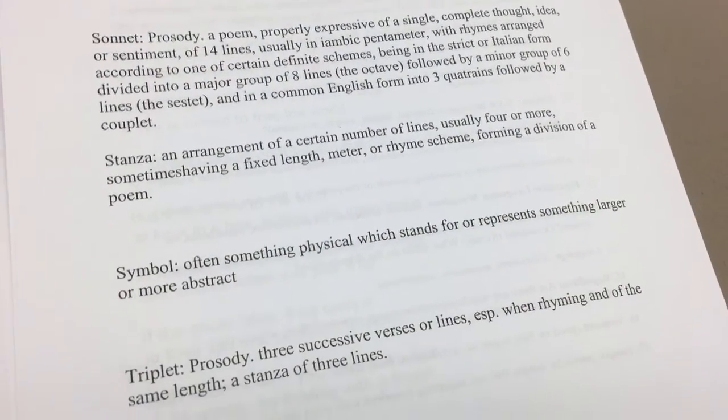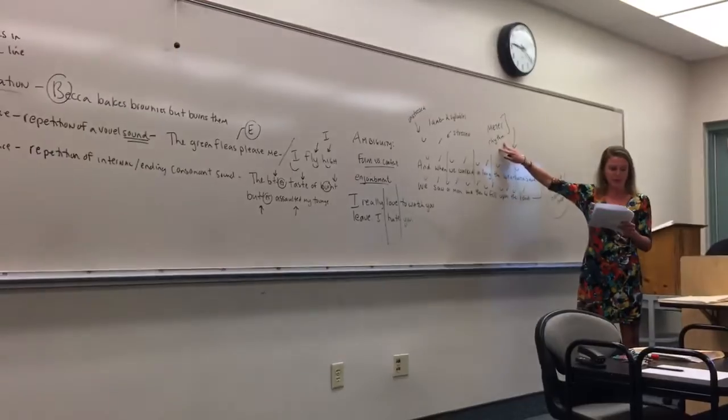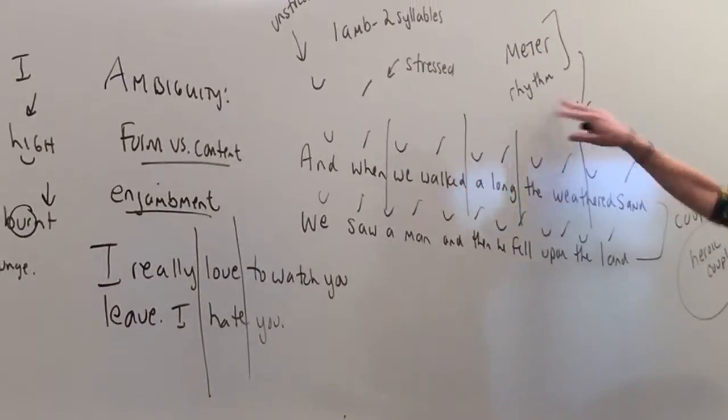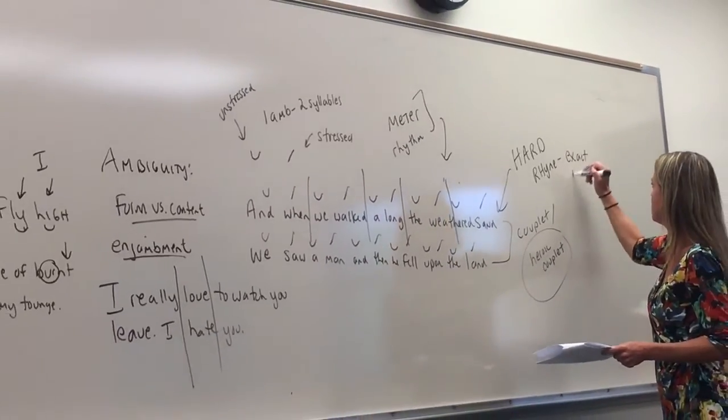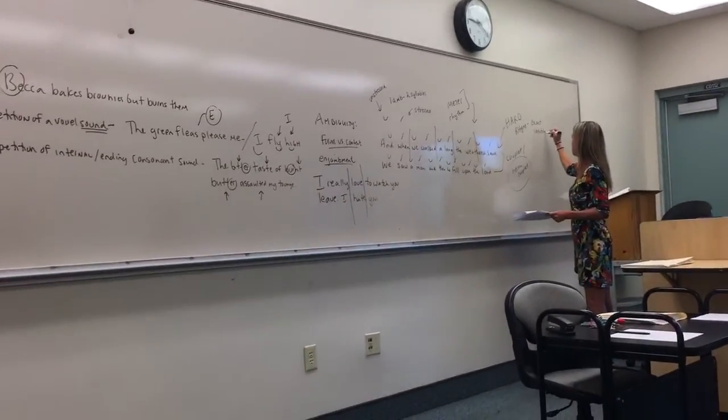A rhythm is interchangeable with meter. That's where we go through and we identify the linguistic sound pattern. A rhyme is an identity in sound. So this identifies something called a hard rhyme. And that's exact identity in sound.